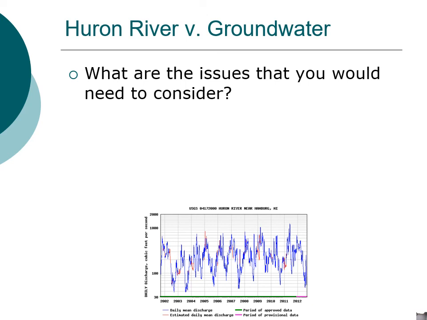So when considering surface waters versus groundwaters, and we're looking back at the Huron River, so we're back thinking of Brighton, what are some of the issues that we need to think about? Again, flow rate. How much water do we need to produce? How much water can the wells produce? So, productivity of the wells.